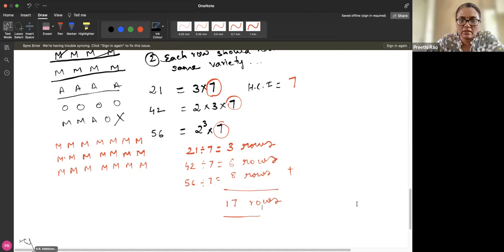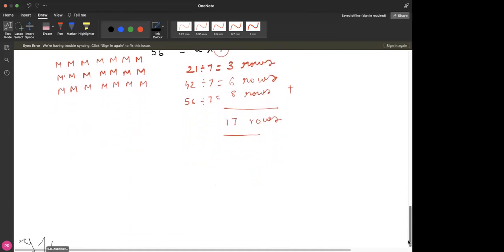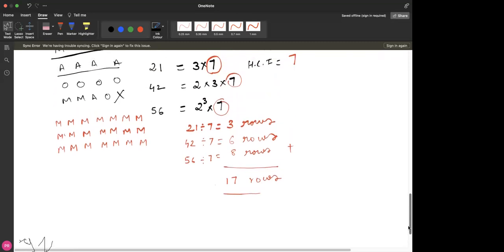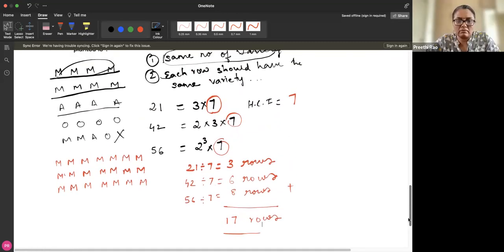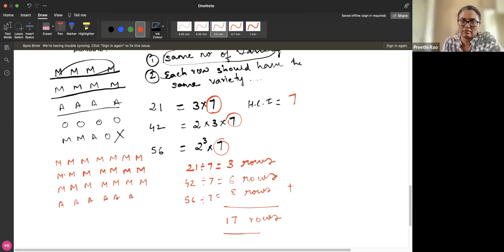Any questions? Shall we go to the next problem? And we can also find the number of columns with this. If you want to arrange them vertically, there will be 7 columns. They can be arranged in rows or in columns.